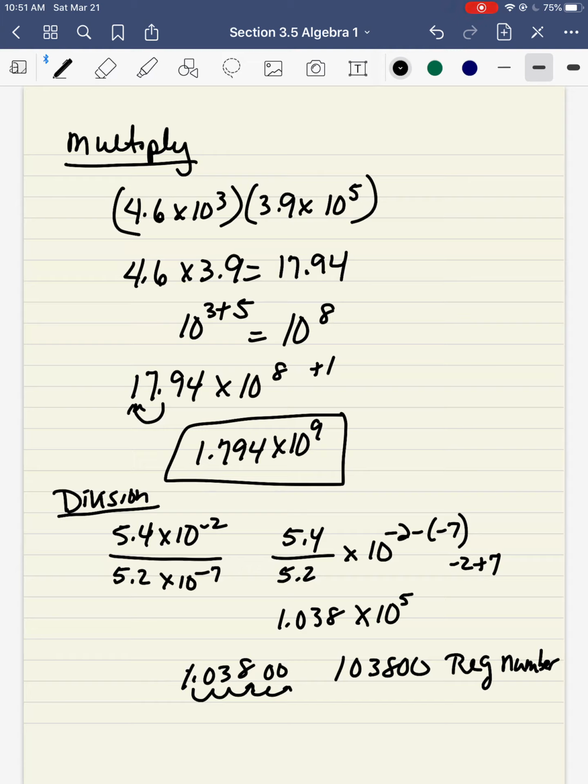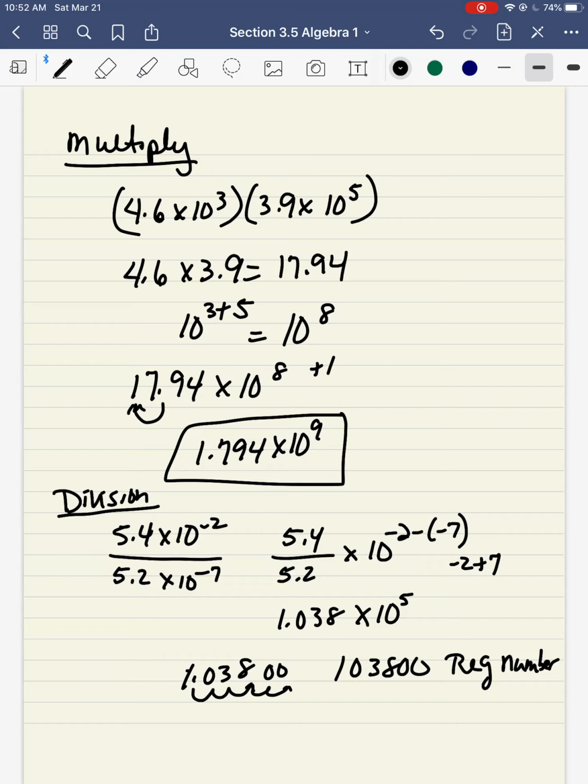Division. You divide the a parts and subtract the exponents. So for this particular problem, 5.4 times 10 to the minus 2 divided by 5.2 times 10 to the minus 7. You take 5.4 divided by 5.2, that gives you 1.038. The 10 part becomes 2 minus a minus 7, which is minus 2 plus 7, so it becomes 10 to the 5th.